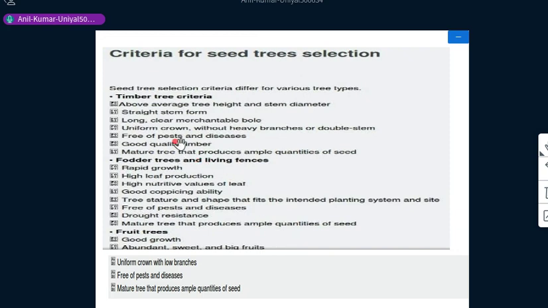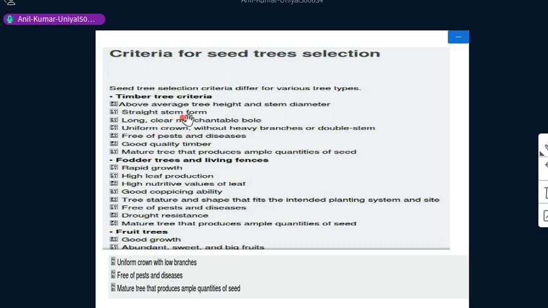Then we move to the criteria for selection of trees in the forest, and that could depend upon our choice. If we are going for timber tree selection, fodder tree selection, or fruit tree selection, there are different criteria. However, some common criteria are there, as I will discuss whenever they appear repeatedly in each of the three categories. Seed selection criteria, as I told, differ for various tree species by their ultimate uses.